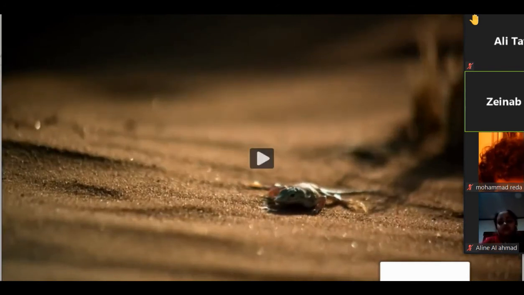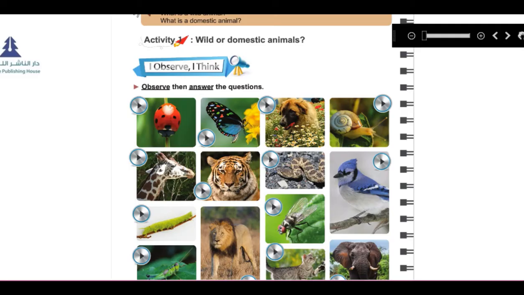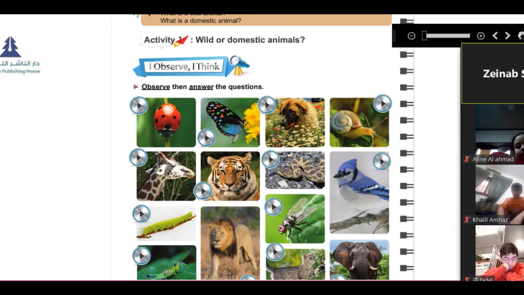As we know also, the snake has a body cover made of scales. Let's move now to another one. So, let's move now to the ladybird. Okay, this is the ladybird.